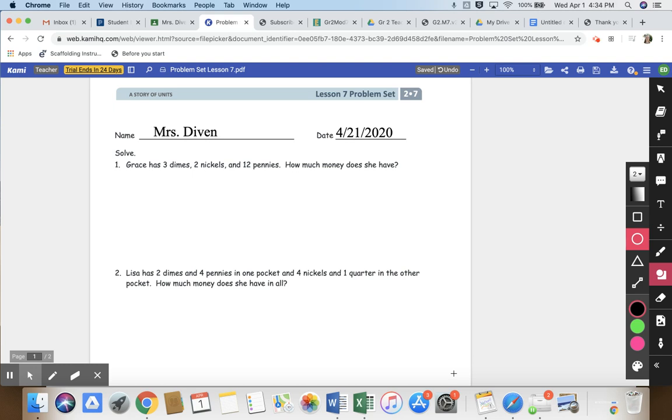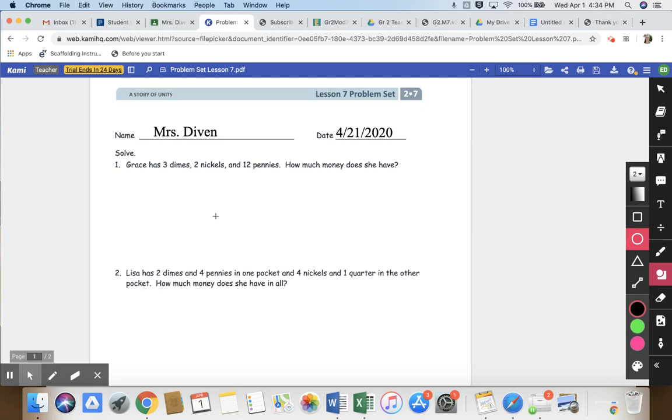Hello, second graders. Today we are doing lesson 7 problem set. Yesterday in lesson 6 we were learning how to count change in the form of pennies, nickels, dimes, and quarters. We are going to be doing that again today, but through word problems.